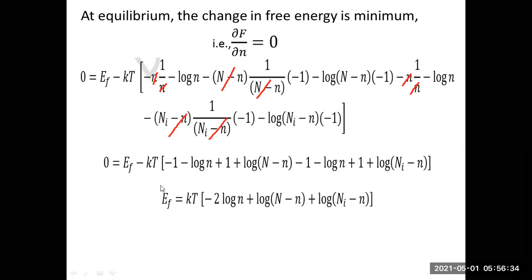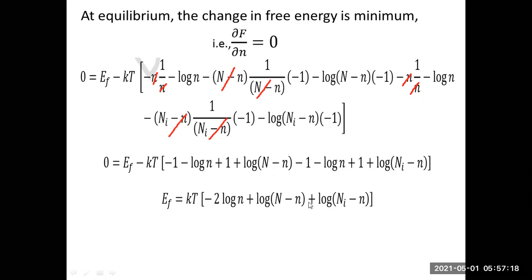See, EF will go to the left hand side. EF is equal to KT times minus 1 minus 1. What will be there? Minus 1. See, minus 1 minus 1 is minus 2, plus 1 plus 1, that can get cancelled. What is remaining here? That will definitely get cancelled, is equal to KT. So here, see what I've written, minus log n minus log n. You can see, if you want, it will become minus 2 log n, right? Plus, as it is I have written, log of capital N minus small n plus log of N suffix i minus n, as it is we have written.